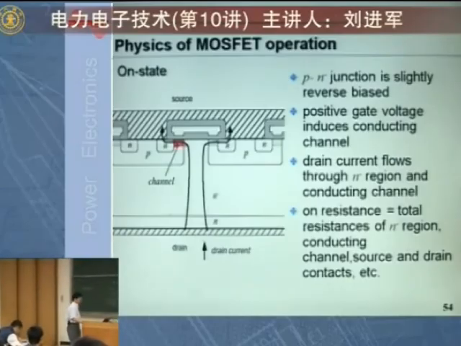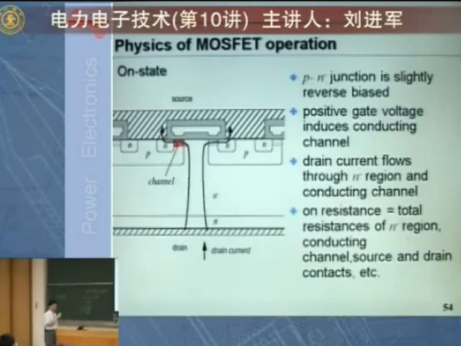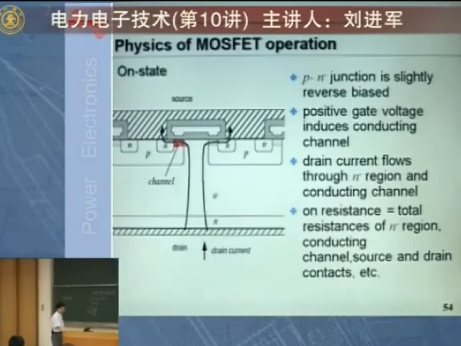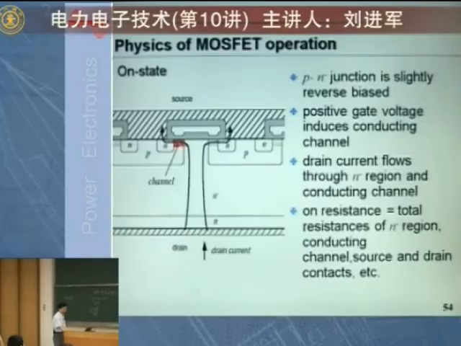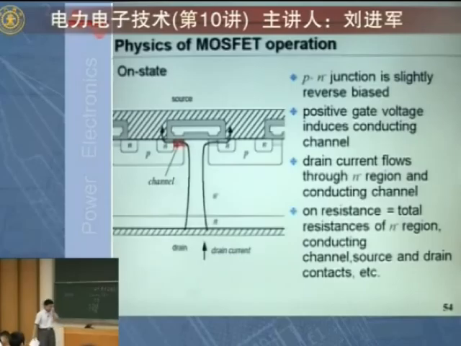Okay? So you can see that's exactly the same as what we learned for analog electronics. The positive gate voltage introduces a conducting channel. And drain current flows through the N- region and the conducting channel. That's the operation principle of MOSFET.